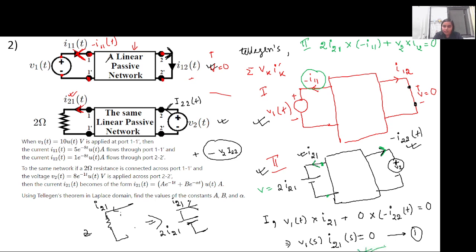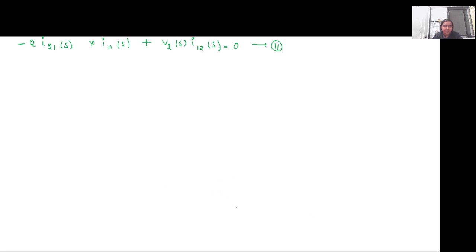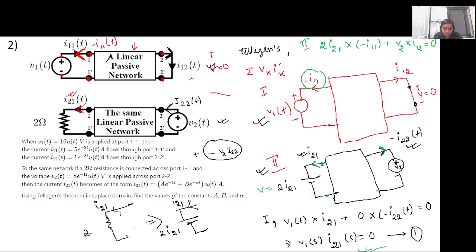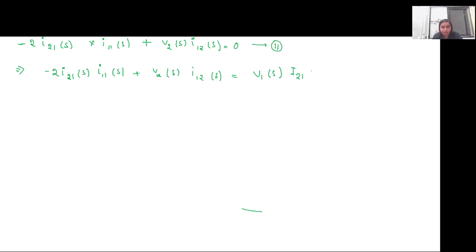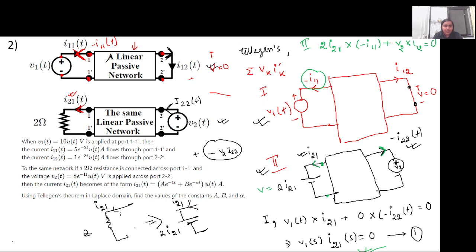So we can equate these two equations, the left hand sides, right? So we will get minus 2 I21 I11 plus V2(S) I12(S) equal to V1(S) into I21(S). Now in the question, I11 is given, V2 is given, I12 is given, V1 is given. The only unknown is I21. So we can solve this equation for I21, right? Is it fine? Yes, ma'am. So let's substitute the values now.